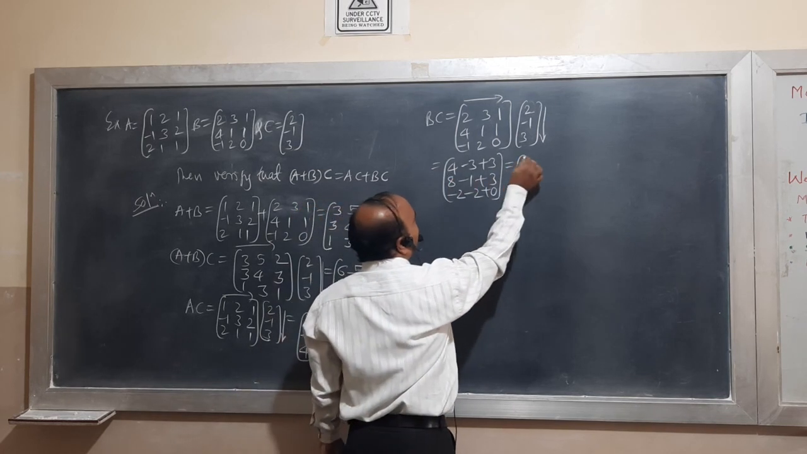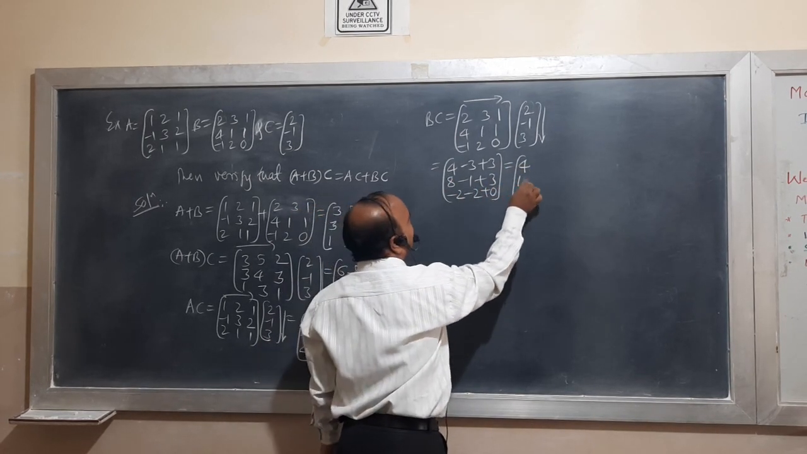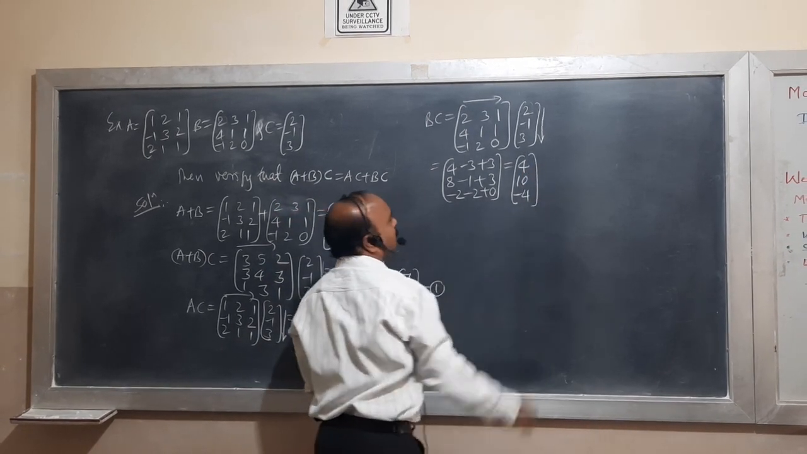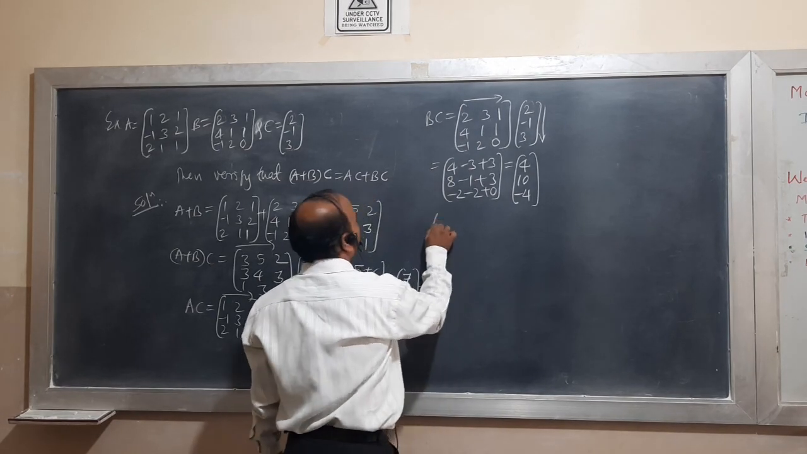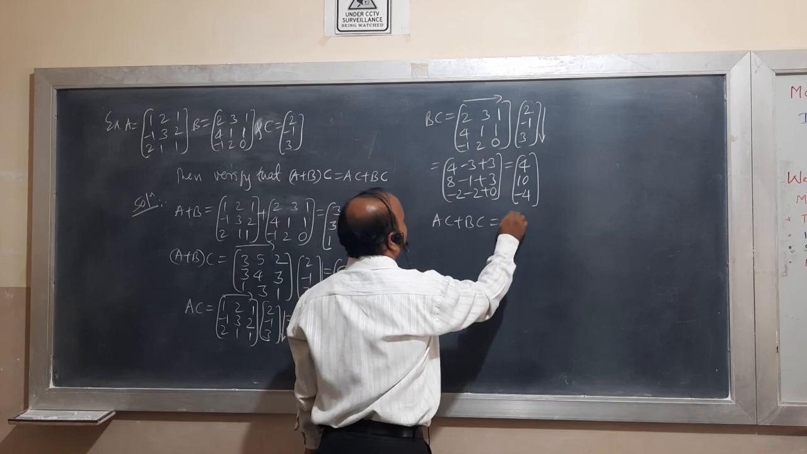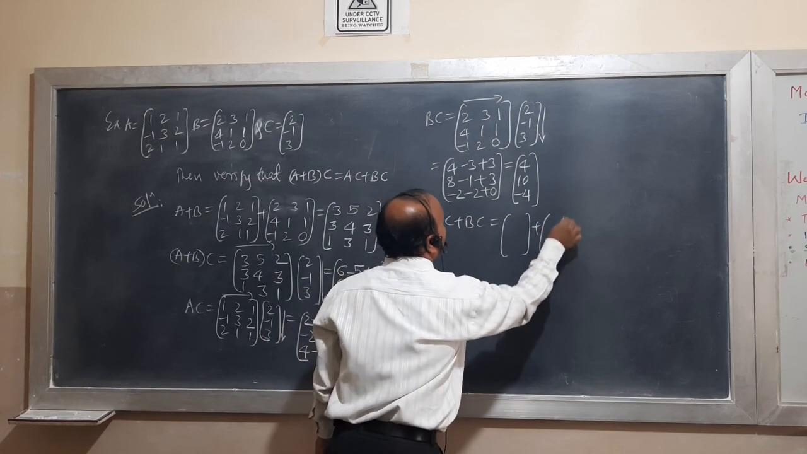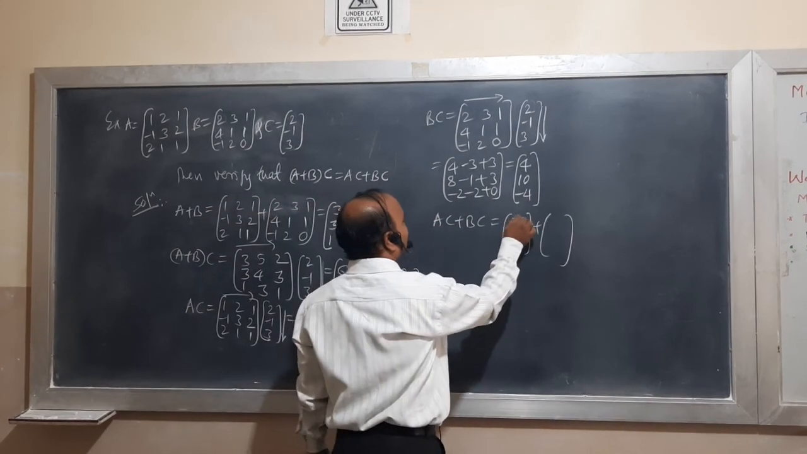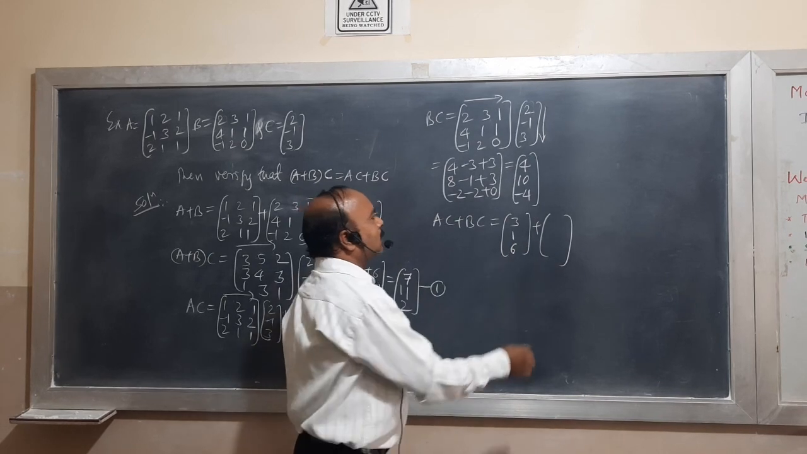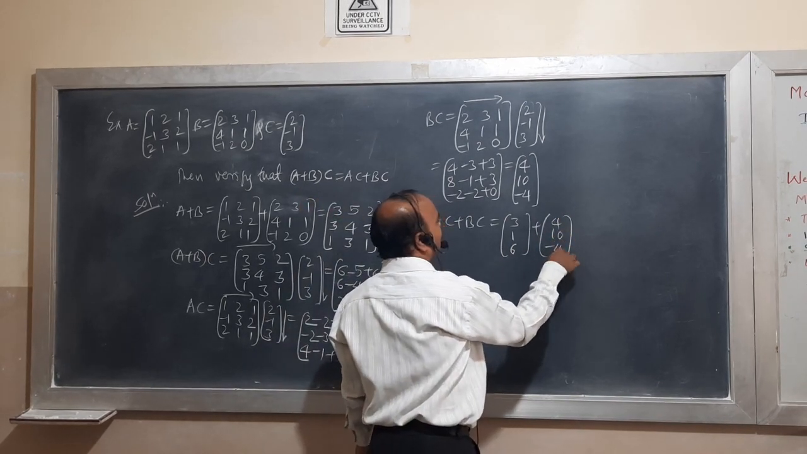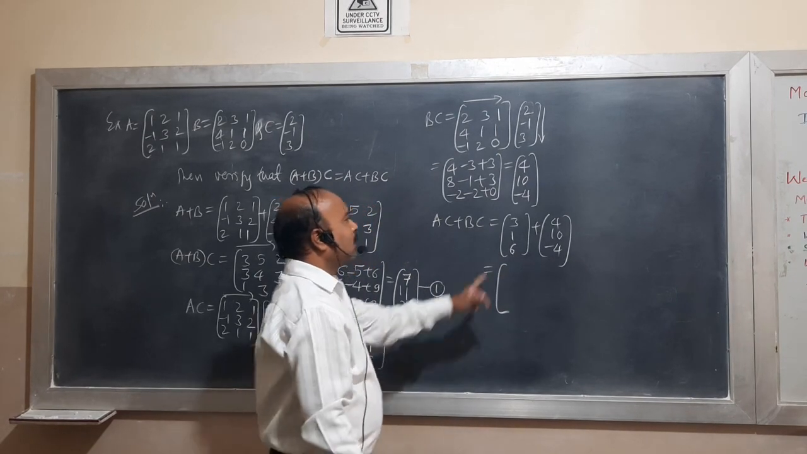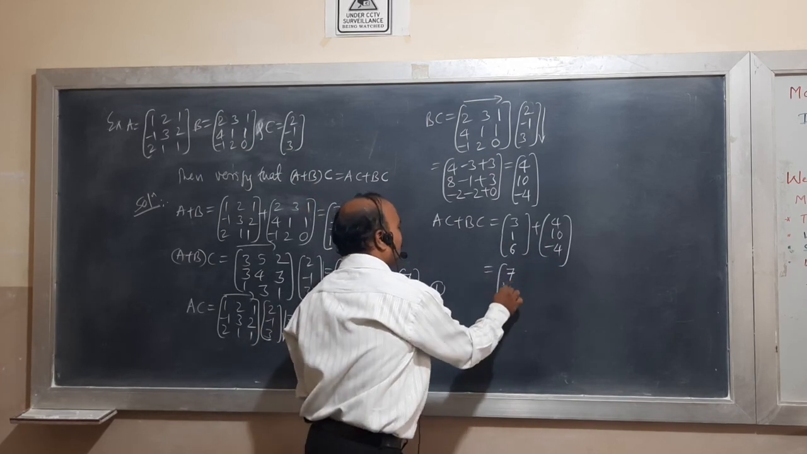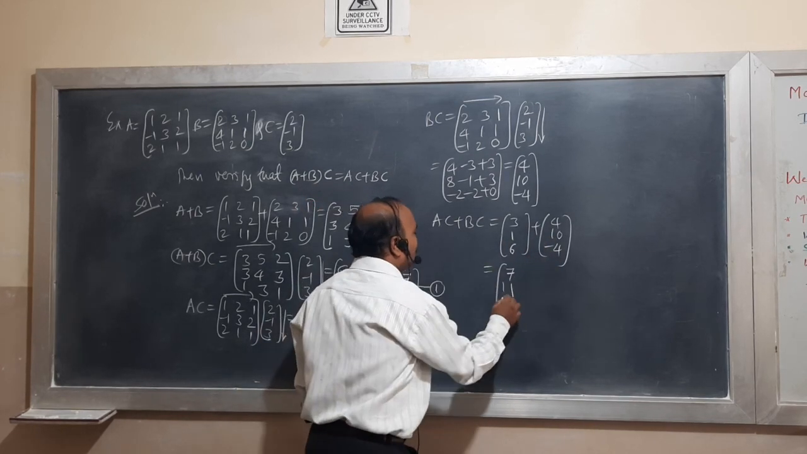Now we get 3, 3 cancel, 4, 8 minus 17, 7 plus 3 is 10, minus 2 is minus 4. Now we go for the right hand side, AC plus BC matrix. AC you got already. AC matrix is 3 1 6, and BC matrix is 4 10 minus 4. Add these two. 3 plus 4 is 7, 1 plus 10 is 11, and 6 minus 4 is 2.